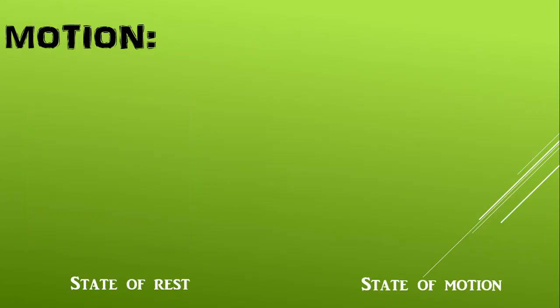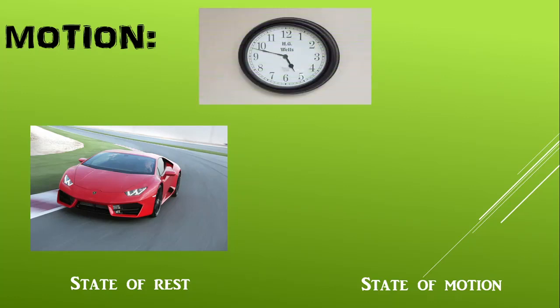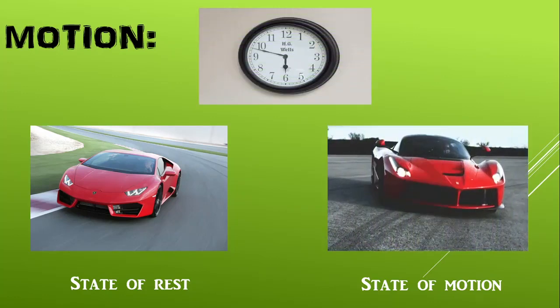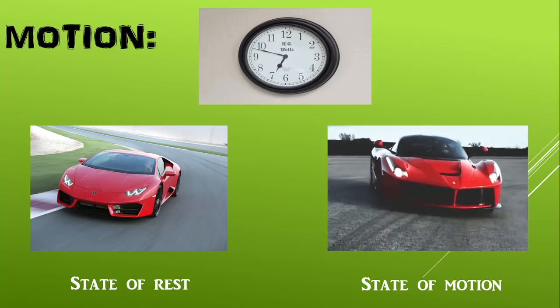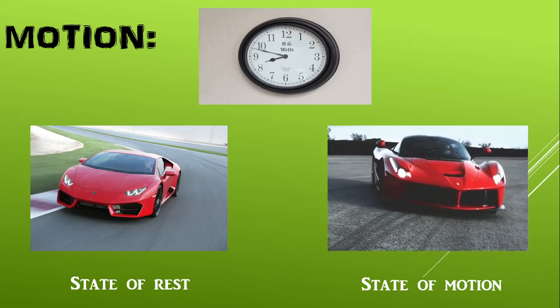Next topic is motion. Rest and motion are relative terms. A body is in a state of rest when it does not change its position with respect to time. A body is said to be in motion when it changes its position with respect to time. Now we'll see about the types of motion.